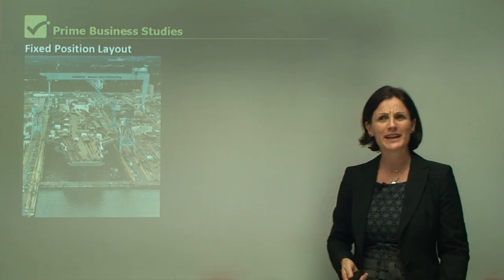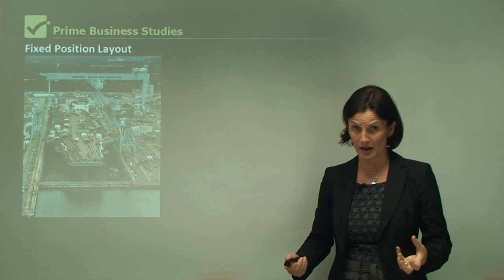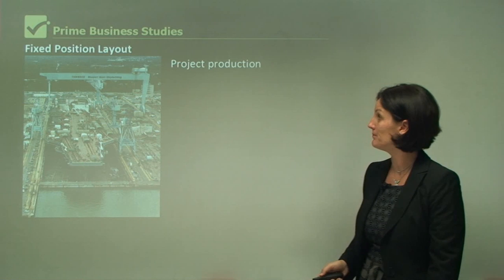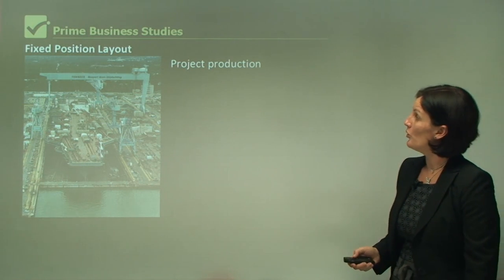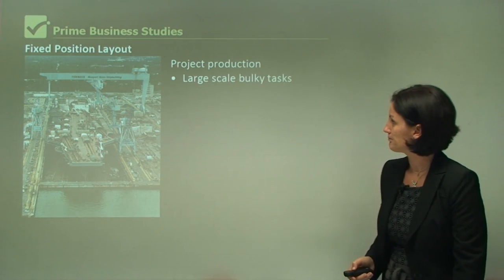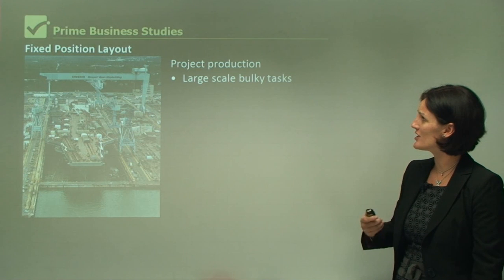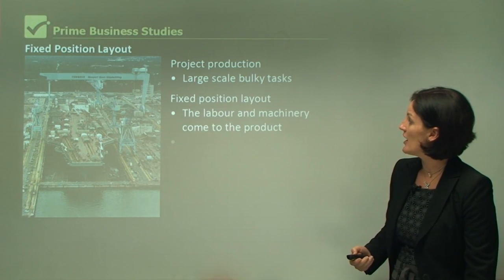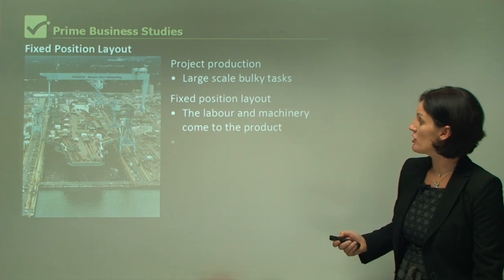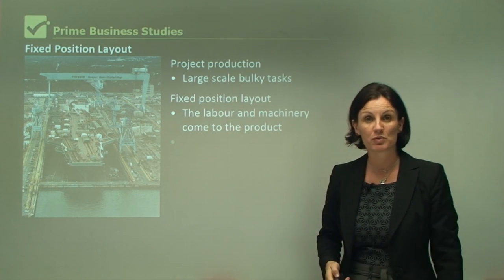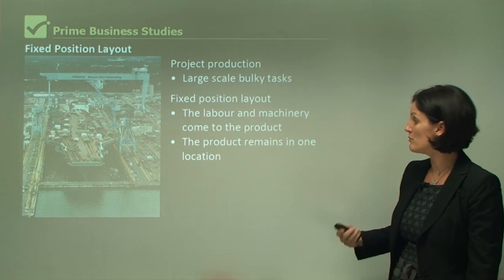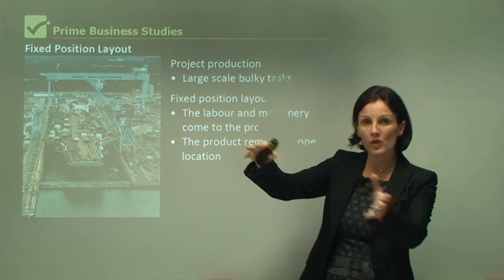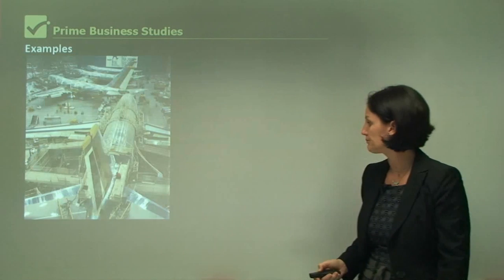Now, what if we're making a very, very big product? In this case, we're going to need fixed position layout. We also call this project production. We're talking about large-scale, bulky tasks. Fixed position layout means the labour and machinery have to come to the product. The product remains in one location. It is too big to move around an assembly line.